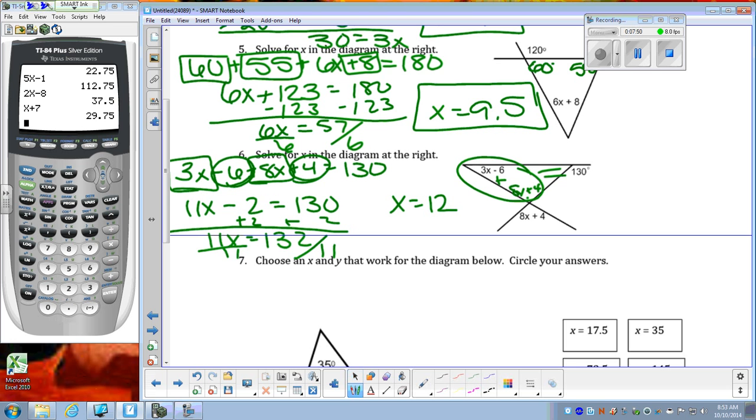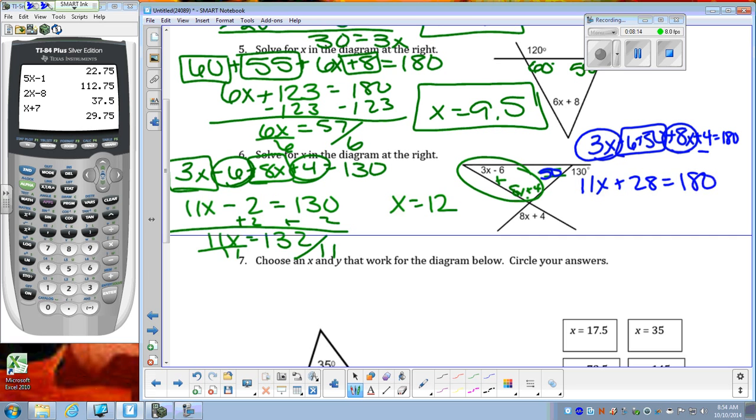I could have done, I know this angle has to be 50 because it makes the line with the 130. So I also know that 3x minus 6 plus 50 plus 8x plus 4 has to equal 180. Combine my like terms. 11x plus 28 has to equal 180. That's 50, not 30, sorry. So plus 48 has to equal 180, subtract the 48. And again, I get x is 12. So I can do this problem either way because I have a number for my exterior angle.